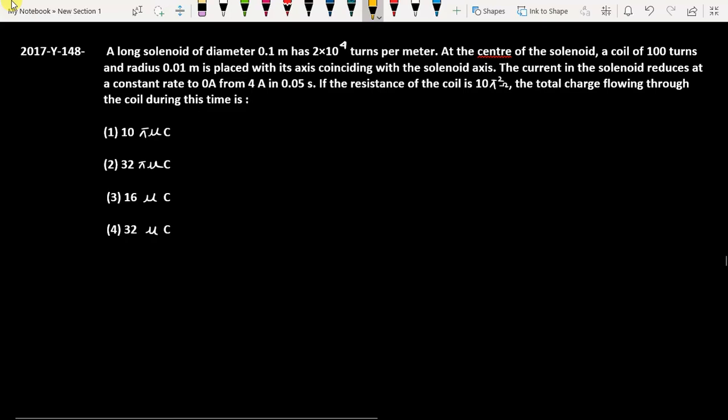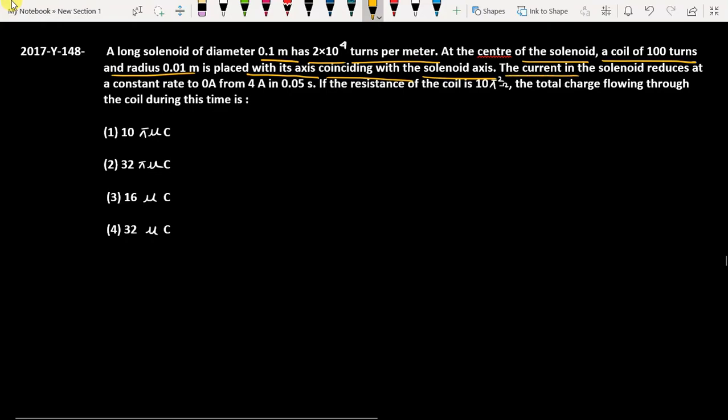This question is from NEET 2017 paper code Y, question number 148. Question is, a long solenoid of diameter 0.1 meter has 2 × 10^4 turns per meter. At the center of the solenoid, a coil of 100 turns and radius 0.01 meter is placed with its axis coinciding with the solenoid axis.